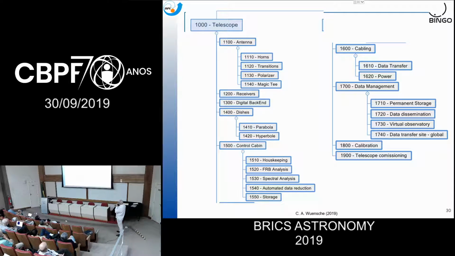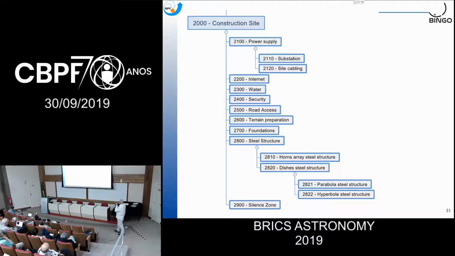We have this part here pretty much nailed down, except for the digital backend. We have all the plans for the control cabin. We don't have enough information yet for cabling. Data management, we have a data center at INPE that would be able to manage, but we have to contribute with the storage area. And calibration and telescope commissioning is under discussion.